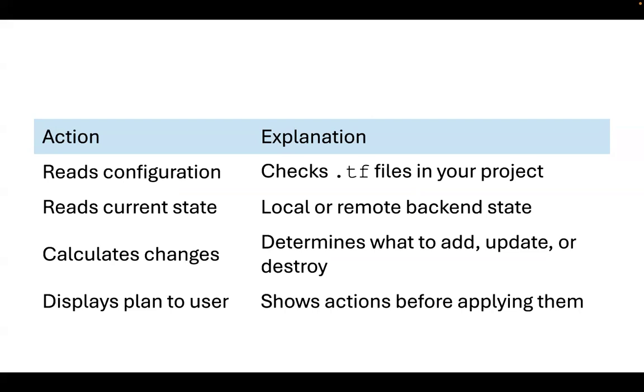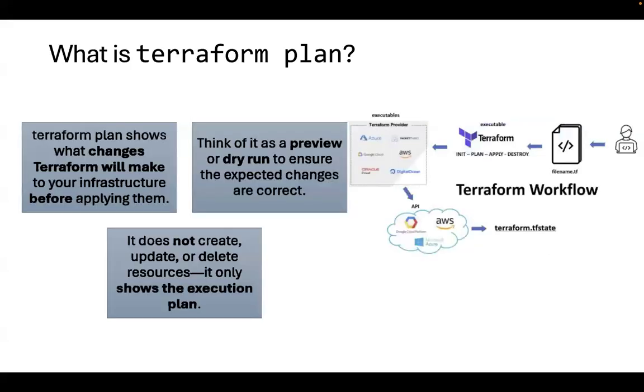The third step is it calculates the changes. It will calculate what is already there and what extra changes you are making, like are you going to create, delete, or update. So it will determine what to add, update, or destroy. And the fourth part is it will display the plan to users, showing actions before applying them. So when you run this Terraform plan, at the end, it will show, okay, these are the actions it is going to take. This is what it will do during Terraform plan.